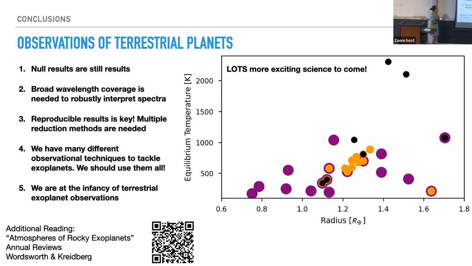Broad wavelength coverage is really needed to robustly interpret spectra of terrestrial planets, and we must think about reproducibility when we're analyzing these data. I think we are doing this, but we need to continue using many different techniques to study these planets. And again, we're really at the infancy of these terrestrial exoplanet observations, so there's lots more to come. And then, like I said before, here's a QR code for this Annual Reviews article on atmospheres of rocky exoplanets. I think it gives a great overview of all of these topics if you're interested in reading more.